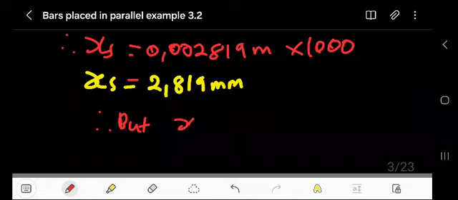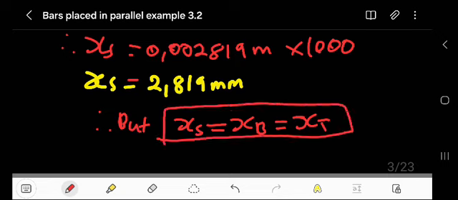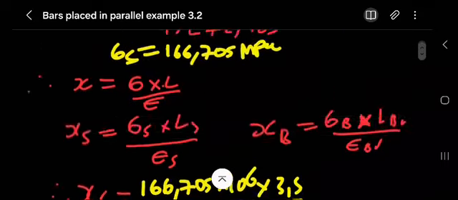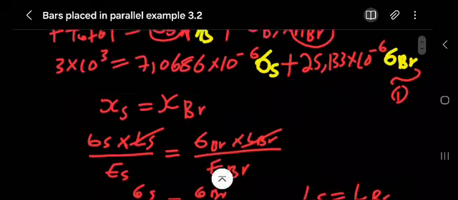But we know that x of the steel will be equal to the x of the bronze, and also equal to the total. So yeah, we know this. It will be one and the same thing. So what do they say here? Let's see.